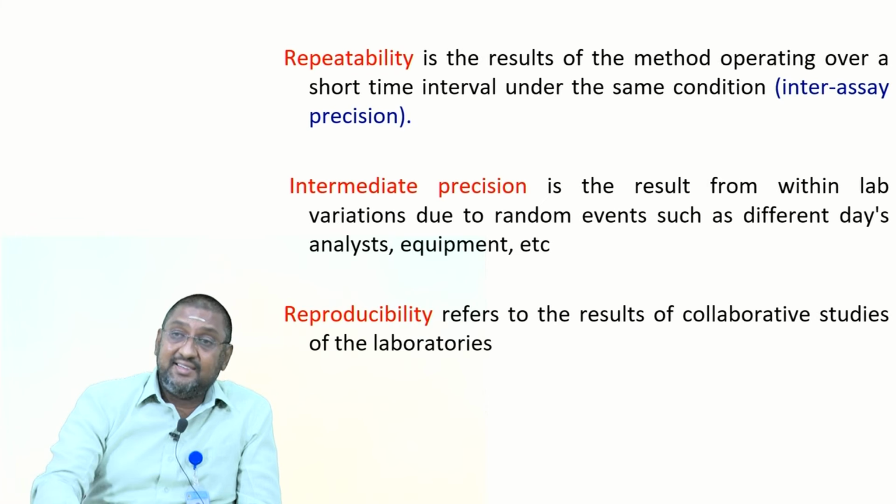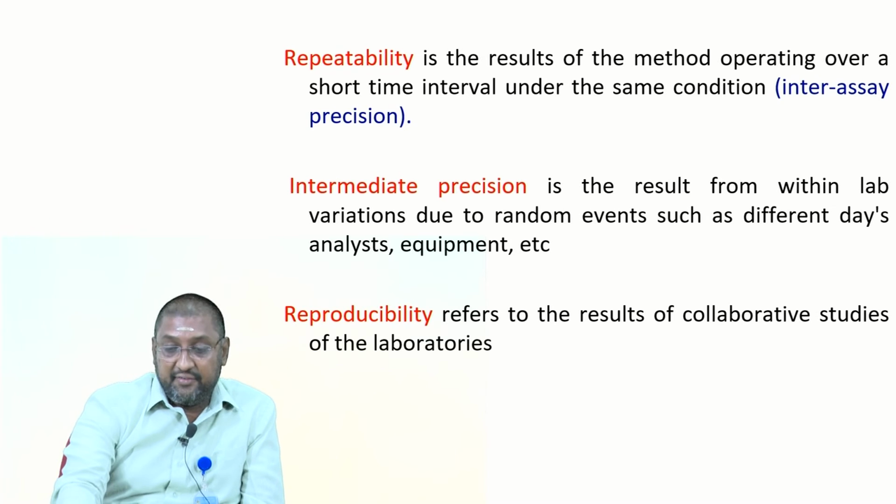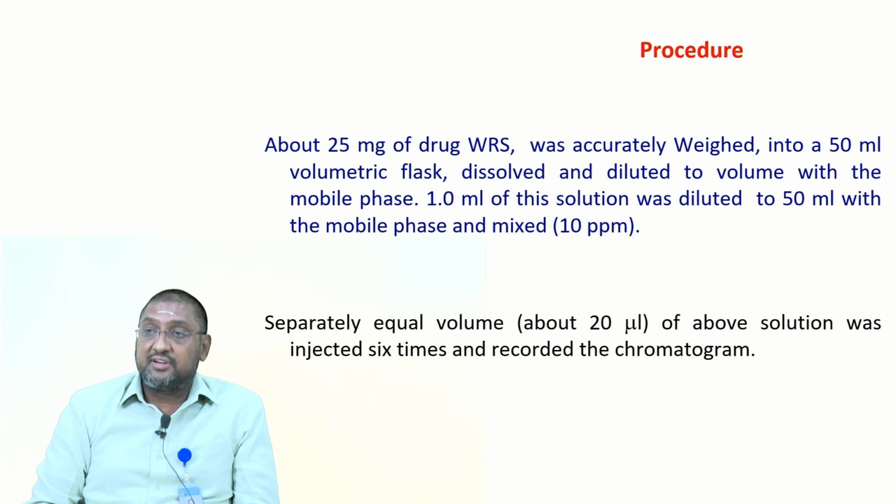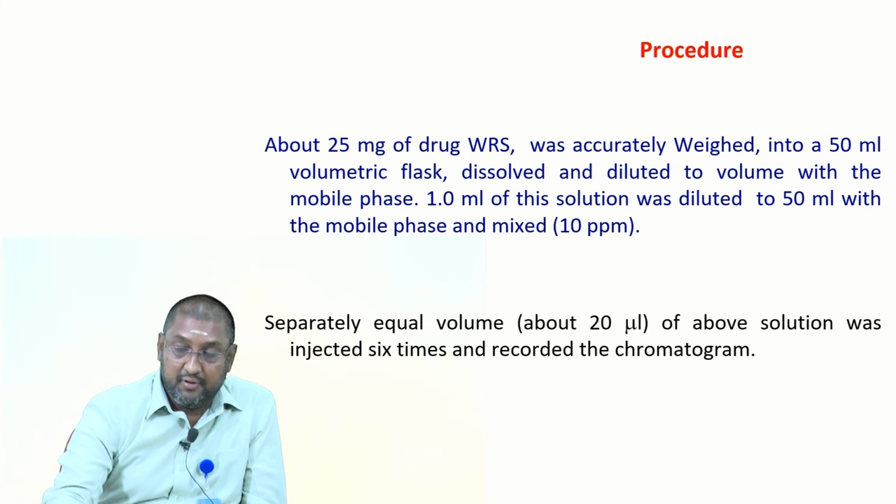For that, the ICH guidelines mention it in 3 ways. As for the procedure, you again take 25 milligram of working reference standard in a 50 ml volumetric flask. From that, a 1 ml stock solution is prepared, and the concentration of that solution is 10 ppm. From the 10 ppm, you inject 6 times and calculate the area. From the area values, you calculate the RSD and SD, and you ensure it is reproducible.